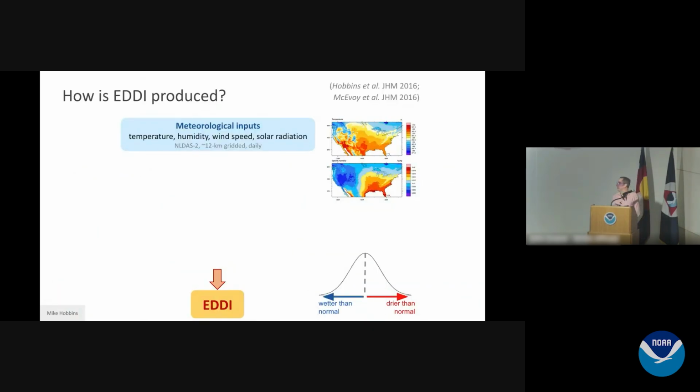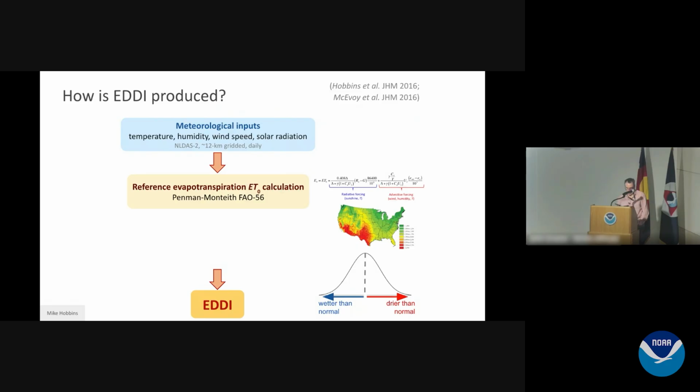So how do we produce it? In a nutshell, we just grab the meteorological inputs from NLDAS-2. They're at 12 kilometers, gridded, we convert it to daily, and here you can see a couple of maps for temperature and specific humidity, for example. We generate reference evapotranspiration from that. That's a fully physical measure of the evaporative demand of the atmosphere. It's got radiative forcing, advective forcing.